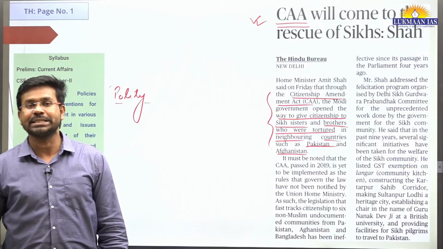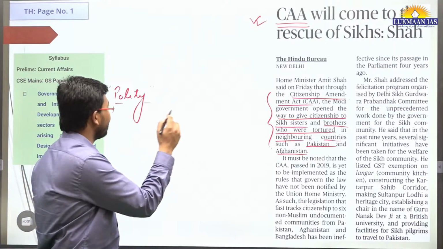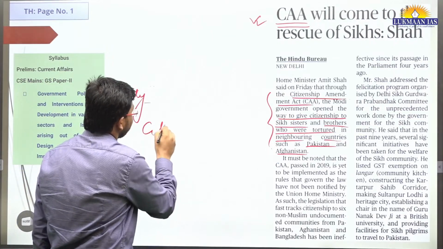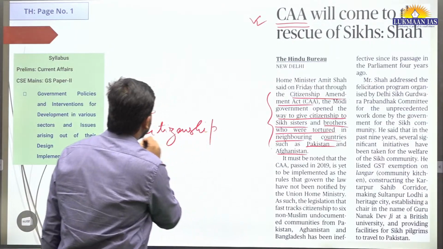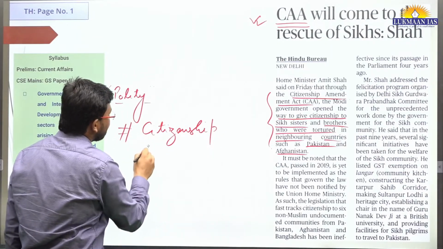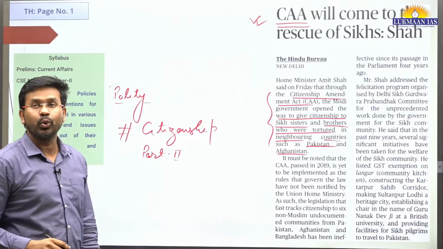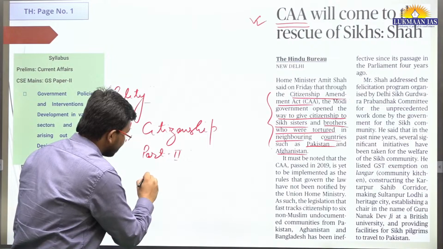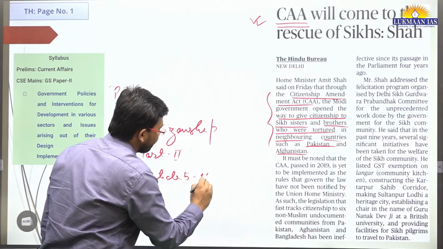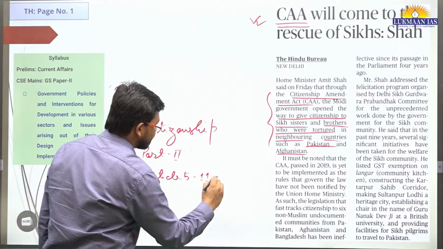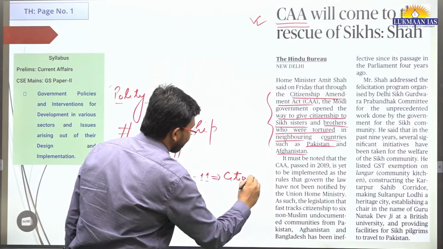Now let us discuss citizenship in India. Citizenship in India is mentioned in Part 2 of the Constitution. Which part? Part 2 of the Constitution. There are articles in the Constitution, Article 5 to Article 11. These articles specifically talk about citizenship in India, right?